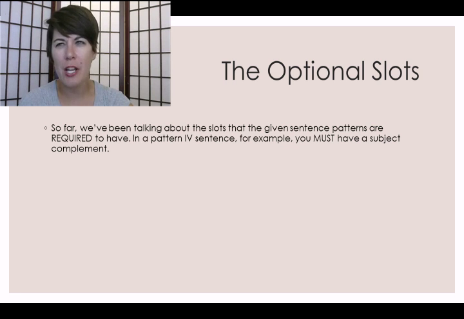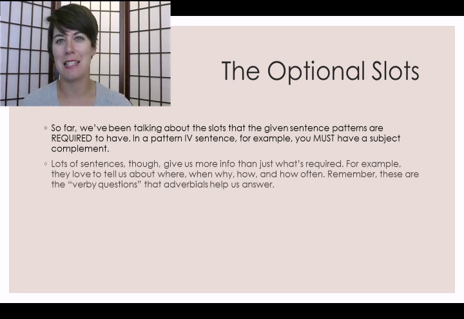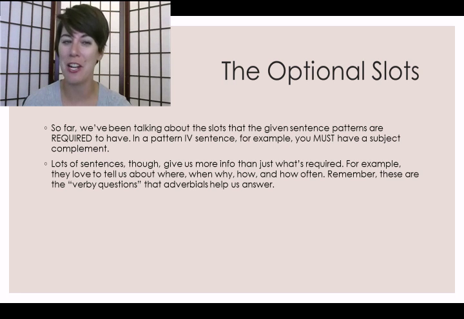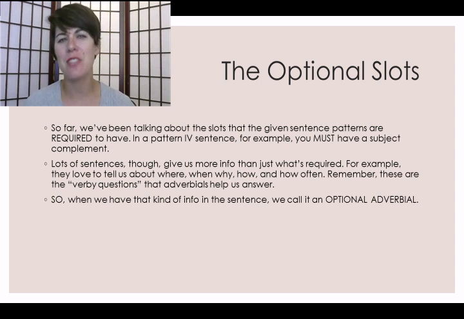So, we've been talking quite a bit so far about the required slots that any given sentence pattern has to have. In a pattern 4 sentence, for example, you have to have a subject complement. It's required. But of course, many sentences give us a lot more info than we asked for. They give us more information than what's strictly required. They love to tell us things about where and when and why and how often. Those are the verby questions that adverbials help us to answer. So when we have this kind of information in a sentence and it's not required, the way it was in pattern 1, for example, we're going to call it an optional adverbial.